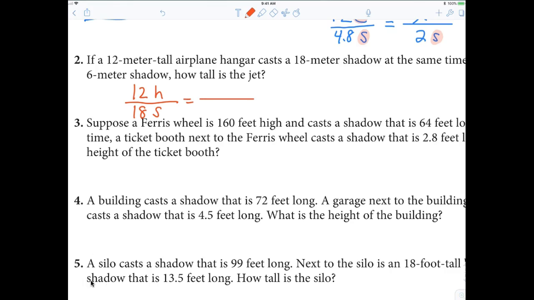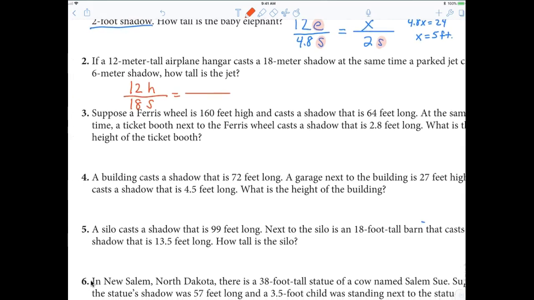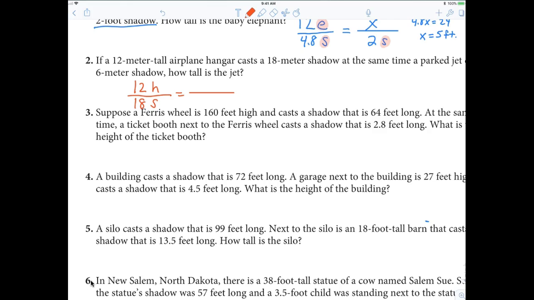At the same time, a park jet casts a 6-meter shadow. So where's that going, on the top or the bottom? Bottom, because it's talking about the shadow. Is everybody good with that? So I put a 6 here and an X here. Now we can just cross multiply.